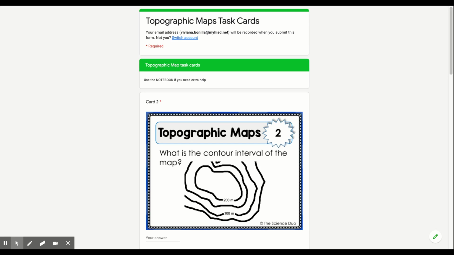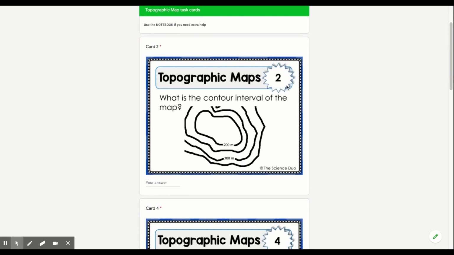All right, so for today's assignment, I try to put as much help as possible because, again, this is a review for next week's test. So, a couple things you need to be aware of. So, let's look at card number 2.